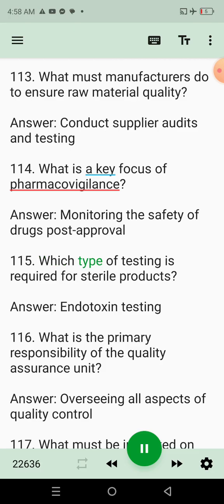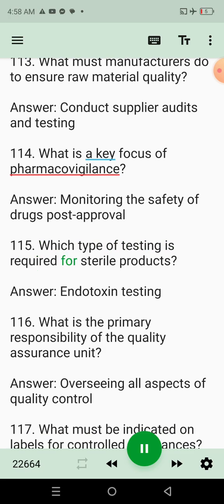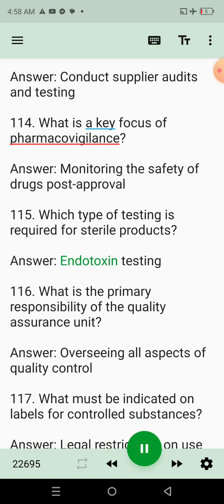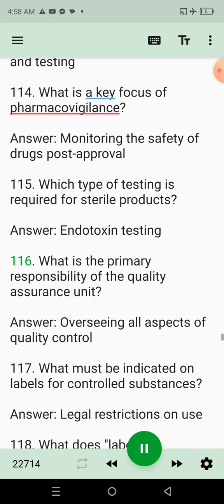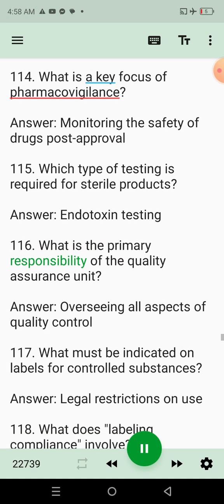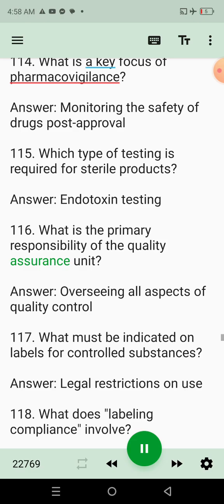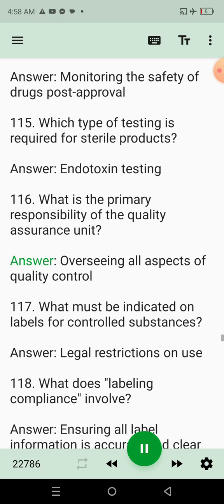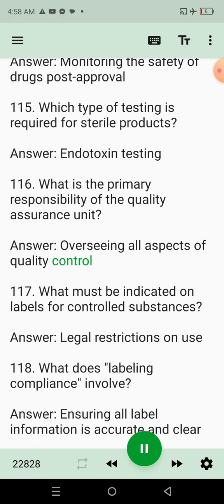115. Which type of testing is required for sterile products? Answer: endotoxin testing. 116. What is the primary responsibility of the Quality Assurance Unit? Answer: overseeing all aspects of quality control.